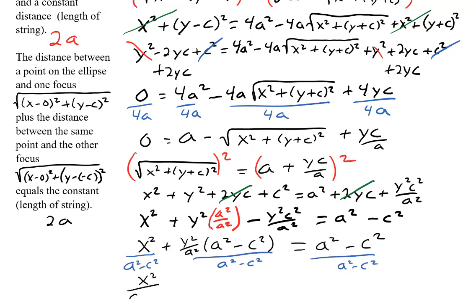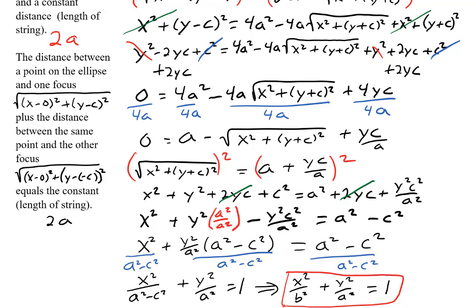x squared over a squared minus c squared plus y squared over a squared equals 1. Using the Pythagorean relationship among a, b, and c, we replace a squared minus c squared with b squared and get the familiar form x squared over b squared plus y squared over a squared equals 1.